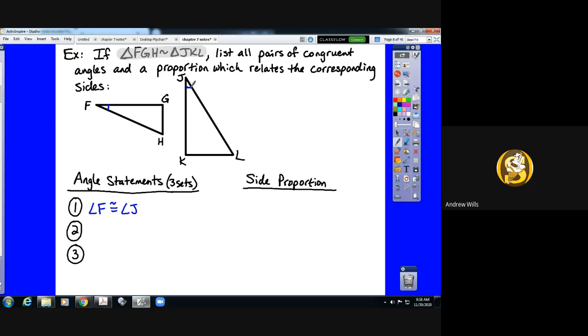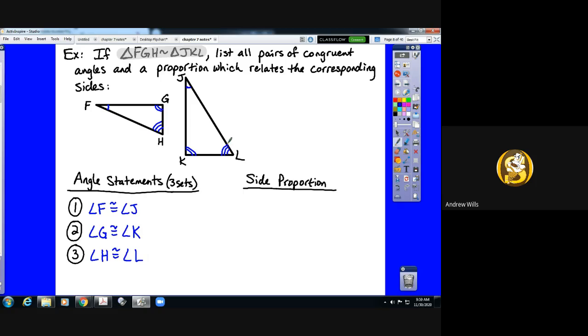Okay, those are the first letter in each name, so they must be congruent to each other. Same for the middle letters in each name. Angle G is congruent to angle K because those come second in the similarity statement. So we'd give those two arcs, G and K, in our picture. And then finally, our third set of angles is the last letters in each name, H. Angle H is congruent to angle L, which would get 3 marks in our picture.